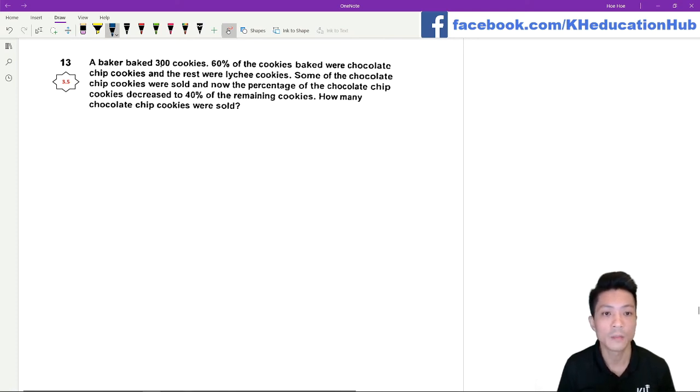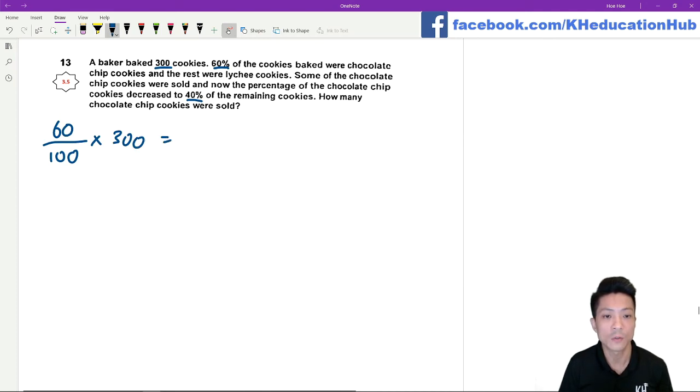Question 13. A baker baked 300 cookies. 60% of the cookies baked were chocolate chip cookies and the rest were lychee cookies. Some of the chocolate chip cookies were sold and now the percentage of the chocolate chip cookies decreased to 40% of the remaining cookies. How many chocolate chip cookies were sold? So there's 300 cookies. 60% of the cookies were chocolate chip.